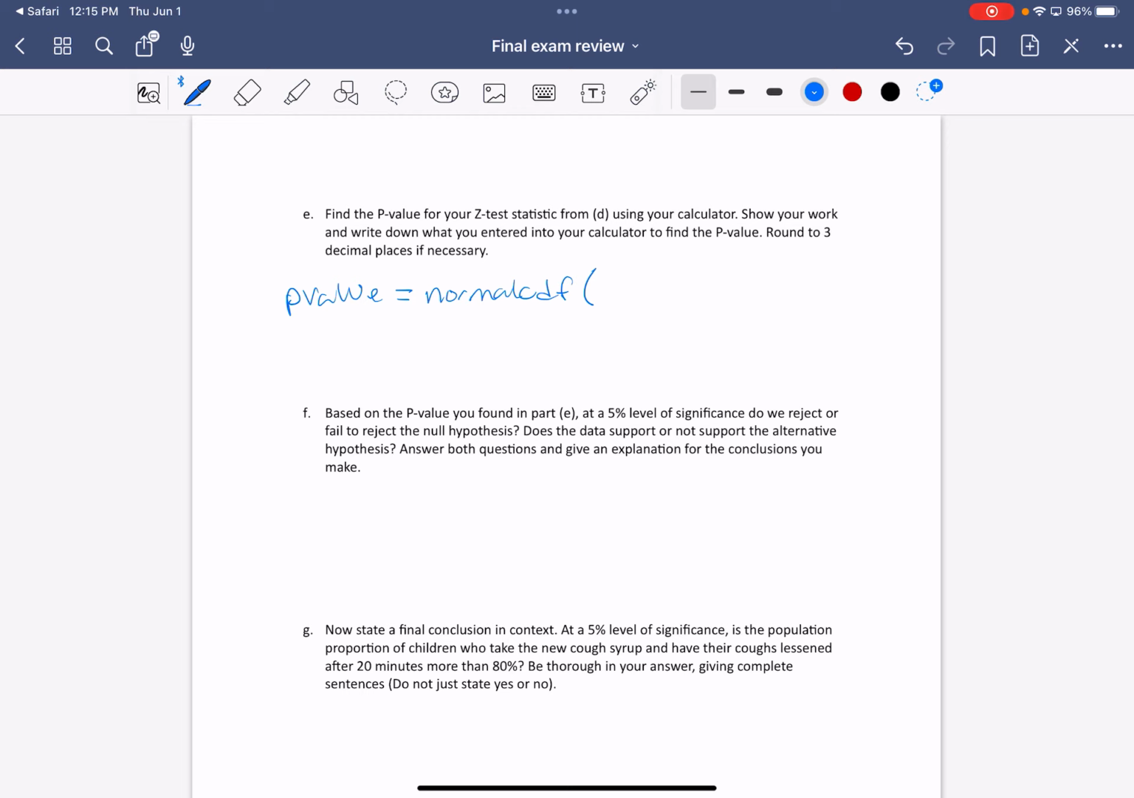And then if you recall, you do your lower bound, then your upper bound. In this case, our lower bound is 2, which is our test statistic. The upper bound is infinity, or 9999999, because we said it was a right-tailed test, so it was going to the right forever towards positive infinity. Always followed by mean and standard deviation of 0 and 1.